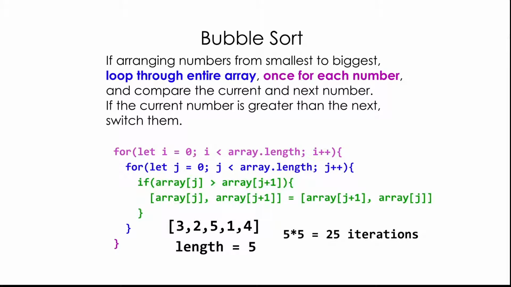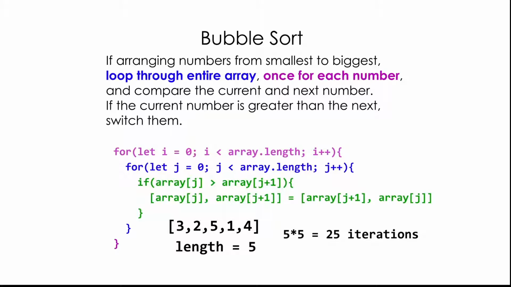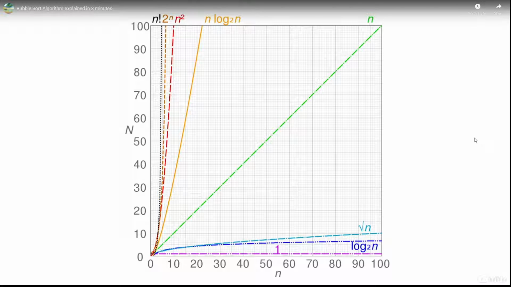So 25 steps basically. In programming, there's a thing called big O notation, which basically is a way of figuring out how efficient or how quickly you can solve a problem using an algorithm. And in this case, it's O of n squared, which is not good because as the number of items in the array grows, the time it takes to solve it will grow exponentially. Okay, so here's a graph representing that.